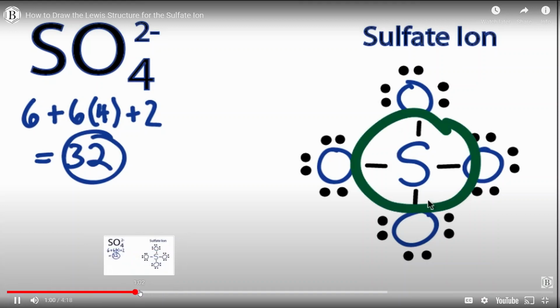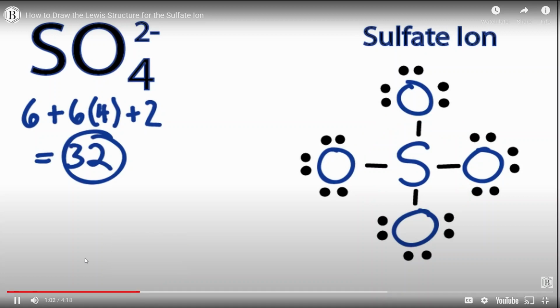2, 4, 6, 8. But we're not quite done yet. Sulfur is in the 3rd period of the periodic table, so it has the octet exception that it can hold more than 8. That means it can hold more than 8 valence electrons. So we really do need to check our formal charges.